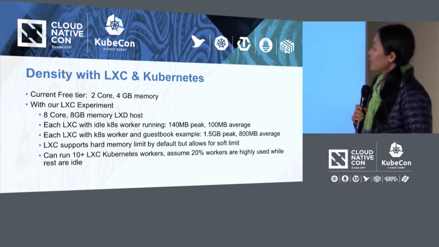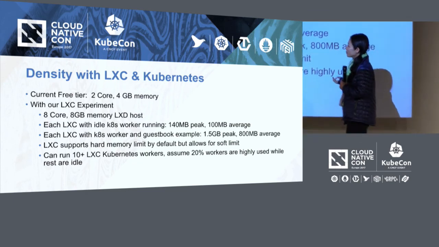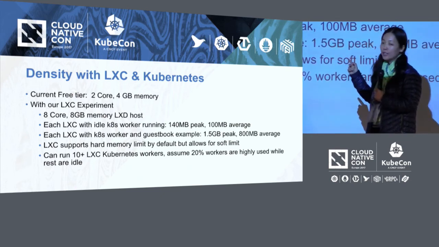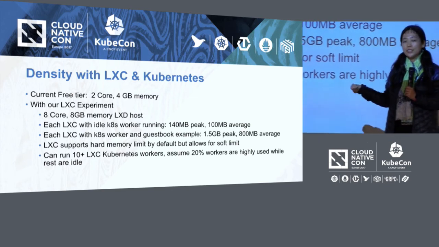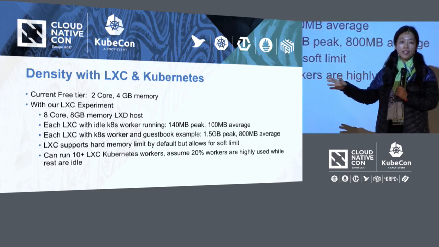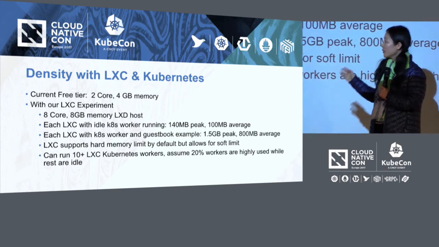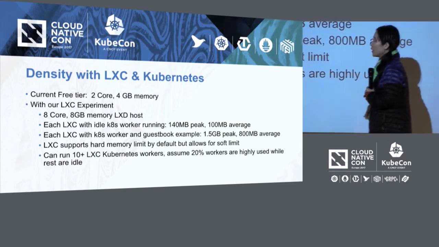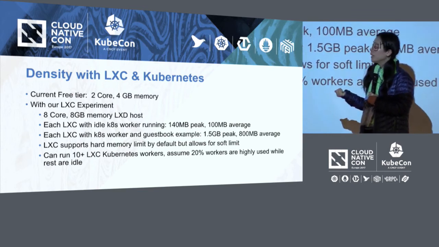Okay, so with this, we actually try to capture a little bit of statistics. Our current free tier, as Jason mentioned quickly, is 2 core and 4 gigabytes memory. So everybody comes to our cloud with the free tier. We give them this much resources, a dedicated VM that nobody else can use. But with our experiment, you can see I actually run it on a pretty small machine. I run it with 8 core and 8 gigabytes of memory.